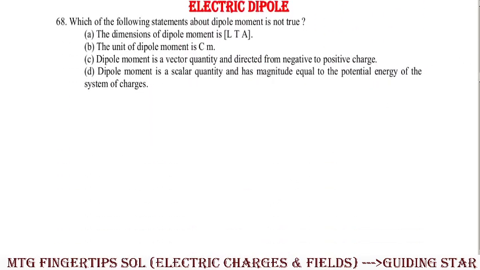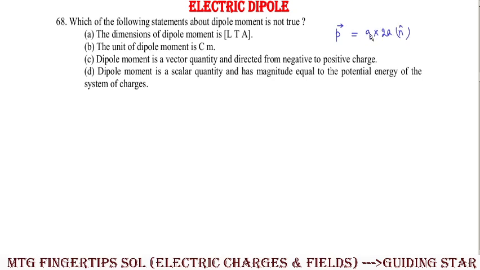Next, moving to the concept of electric dipole. Here in question number 68, which of the following statements about dipole moment is not true? The first option is dimensional: the dimension of dipole moment. Dipole moment P is a vector quantity, and it can be written simply as q into 2a along some n cap. Clear? As it is a vector quantity, it must have some direction.